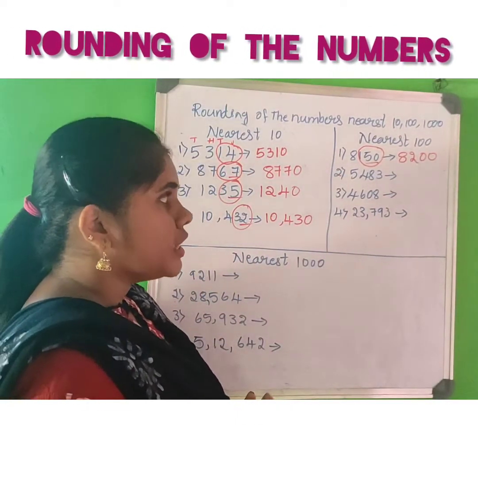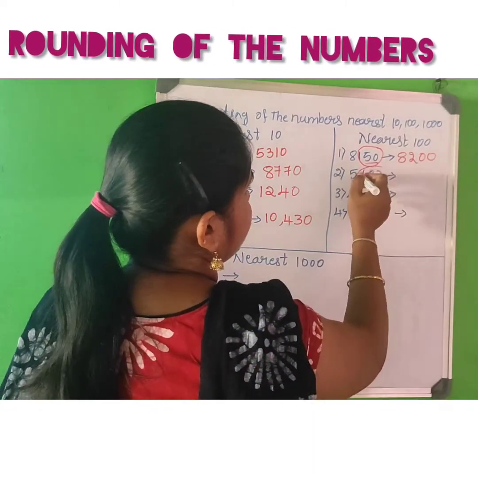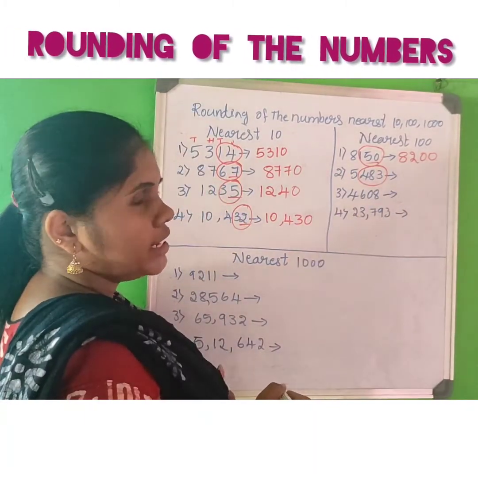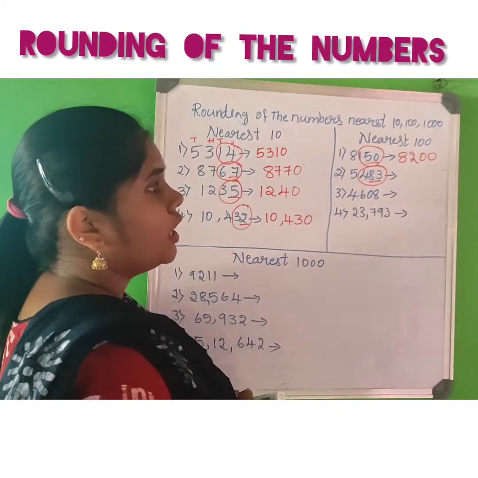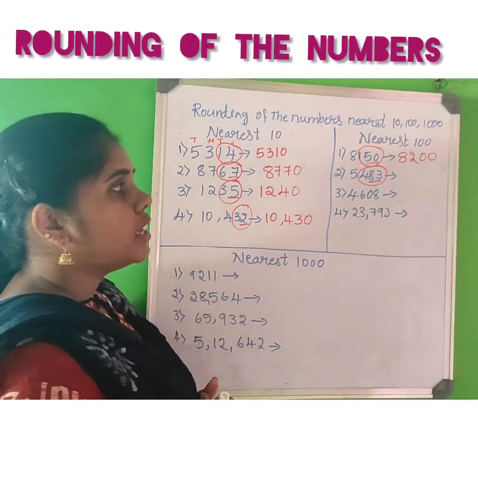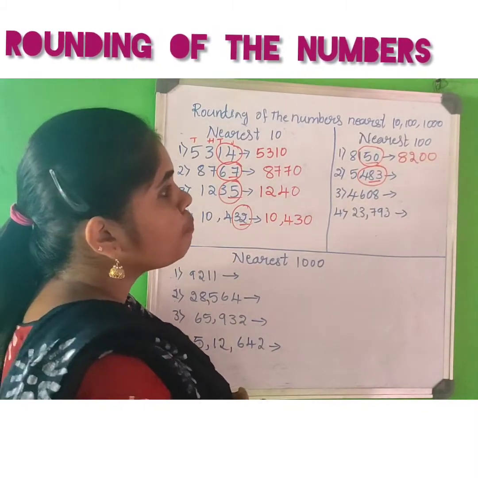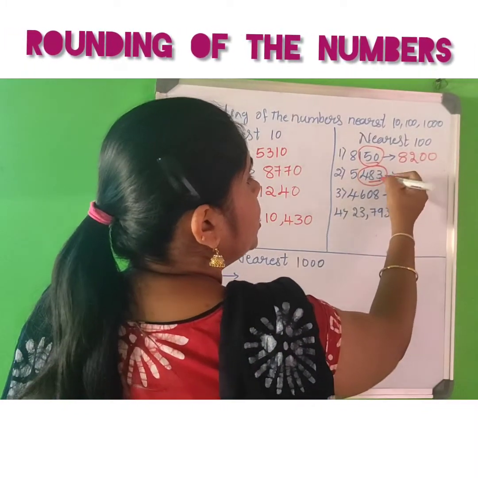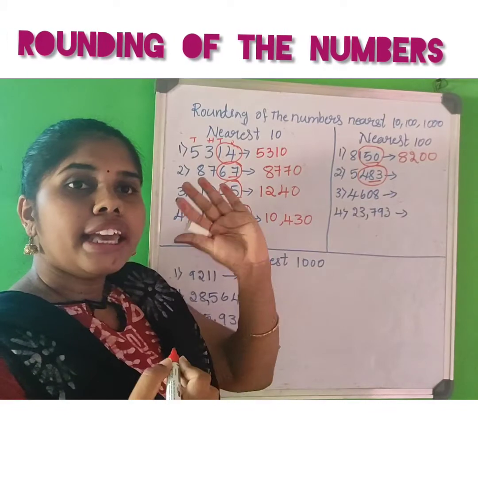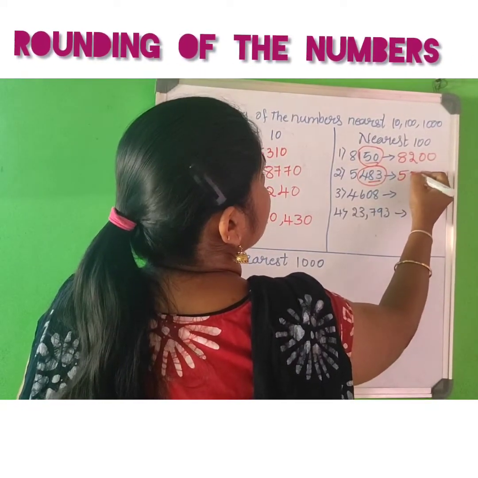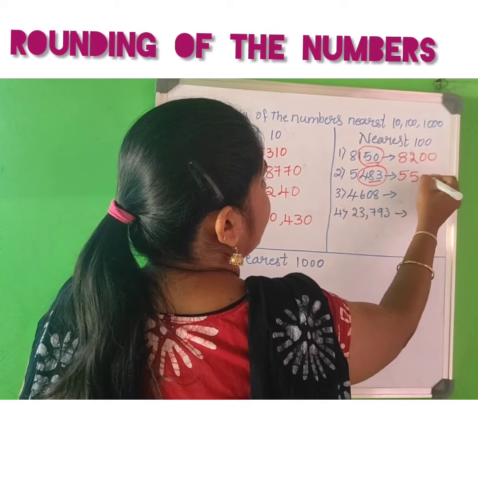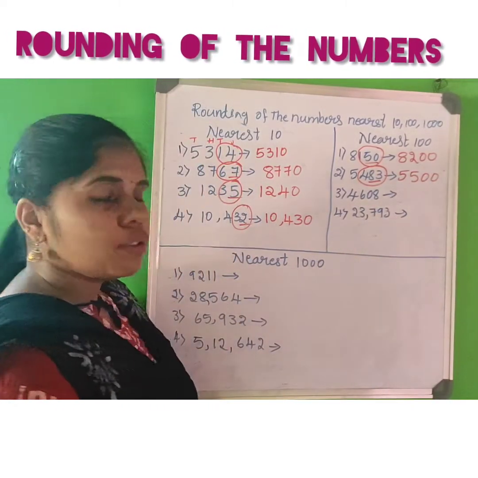Go for the second problem, that is 5,483. In that, 483 is in the 100 place, so 83 is in the 10th place and 3 is in the unit place. Now 83 is above 50, again left reference rule. So you change the 100 place, that is 5, and the remaining become 0, 0.